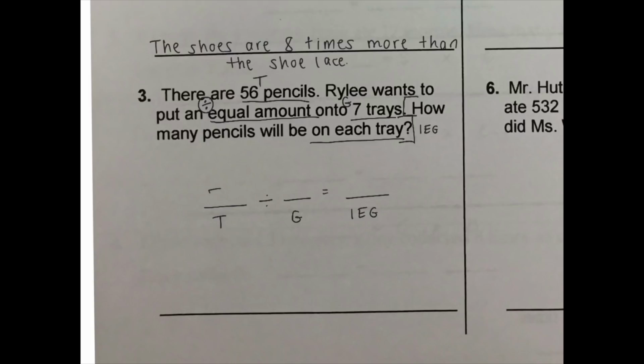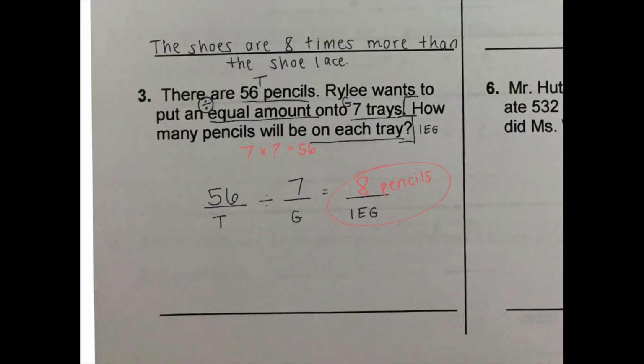My total is 56. My groups are 7. I can plug that into my calculator, or I could think of it this way. 7 times what equals 56. Either way, you are going to get an answer of 8. 8 what? 8 pencils. Oh, look, the same answer as we got for the shoes. 8 is the magic number in Daily Common Core number 12.